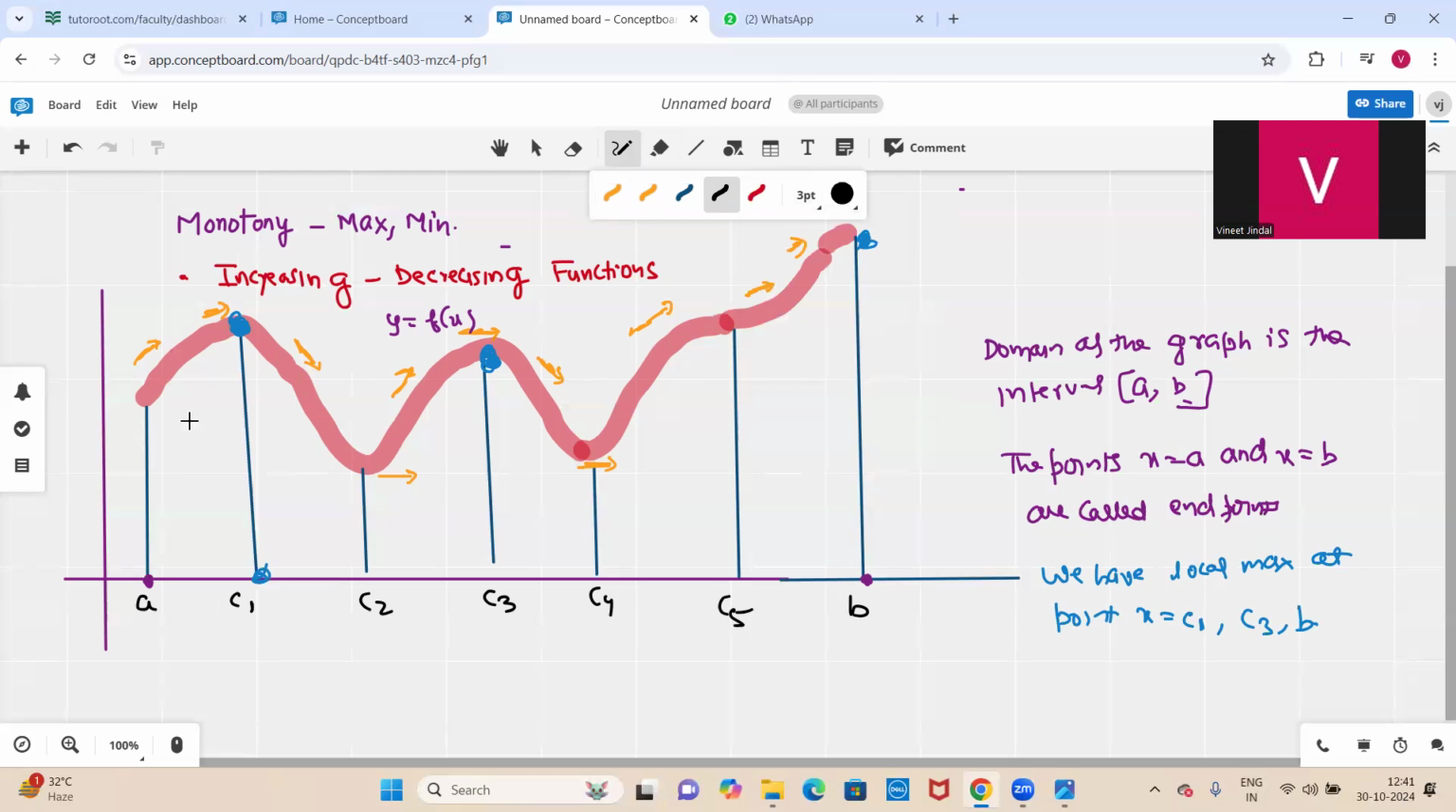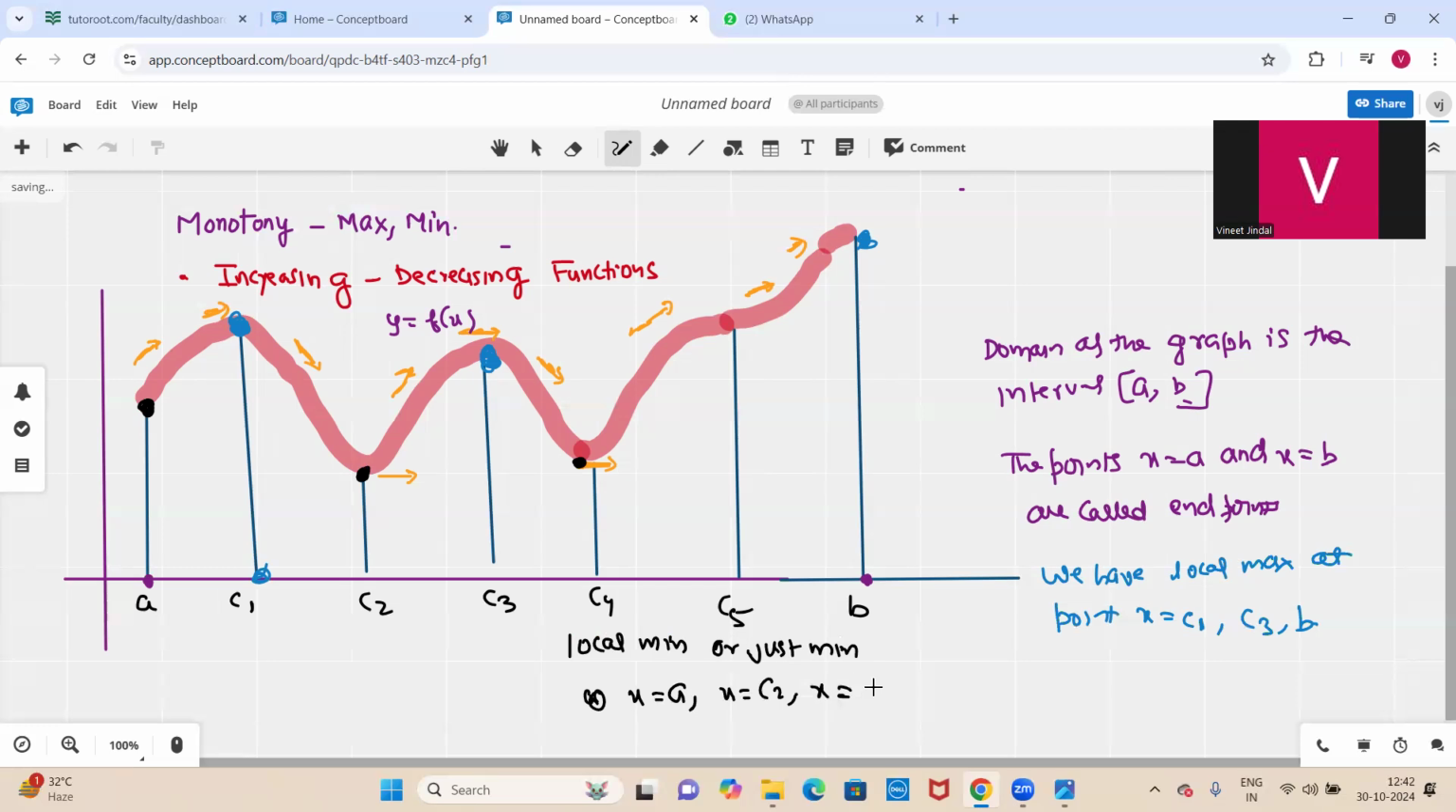Now, we have the local minima at A, C2, and C4. So we have a local minima, or just minimum point, at x is equal to A, x is equal to C2, x is equal to C4.